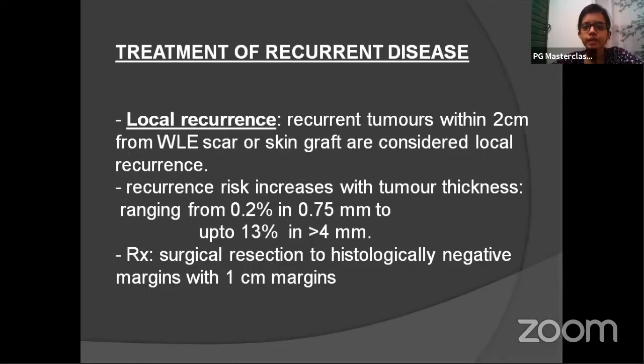Now the treatment of recurrent disease. In case of a local recurrence, a recurrent tumor is a tumor within 2 centimeters from the wide local excision scar or the skin graft. These are considered local recurrence, and the recurrence risk increases with tumor thickness, ranging from 0.2% in a 0.75 mm thickness lesion to up to 13% in a lesion more than 4 mm thick. The treatment is surgical resection to histologically negative margins with 1 centimeter of margin.